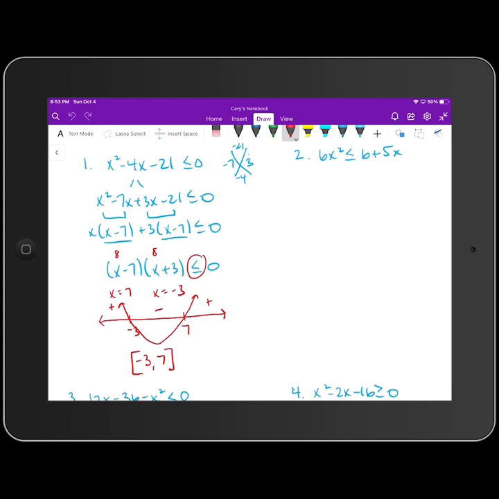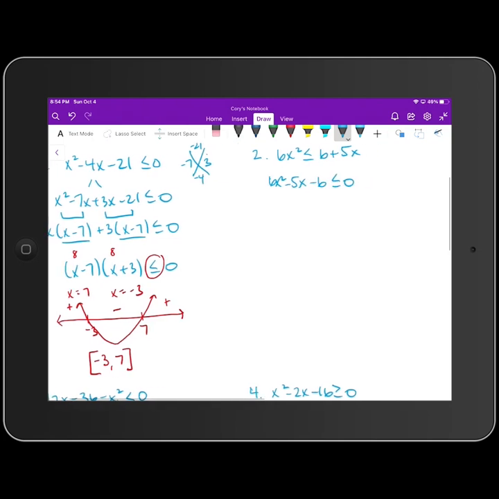A little bit more complicated here in that we've got terms for our quadratic function on both sides of the inequality. So I'm going to move everything over to the left-hand side here, and then I'm going to write the terms of the quadratic function in standard form. So I want the highest degree term first, then the lowest degree term last. Okay, so I can write that as 6x squared minus 5x minus 6 is less than or equal to 0.